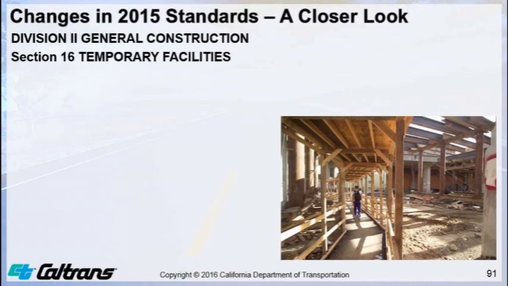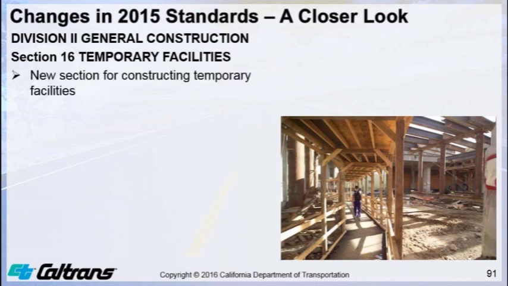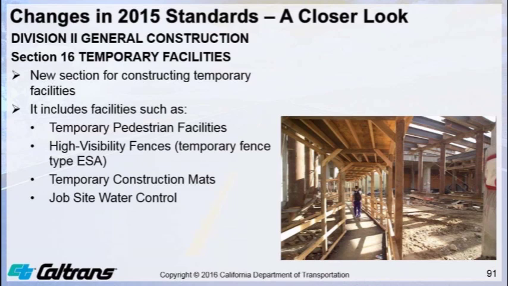Now let us talk about Section 16, Temporary Facilities, in Division 2 General Construction. These temporary facility specifications, again, were scattered throughout other sections and have been brought together into this section. It includes such items as temporary pedestrian facilities and high visibility fences. Those are the Type ESA fence, for environmentally sensitive areas, not contractor equipment storage areas. It also includes temporary construction mats and job site water control.